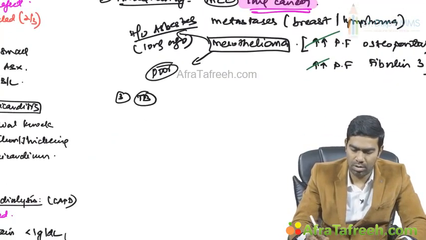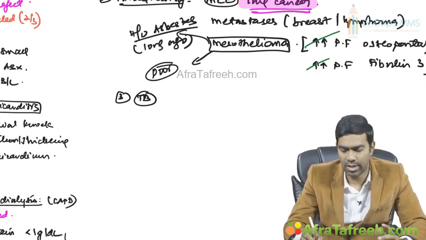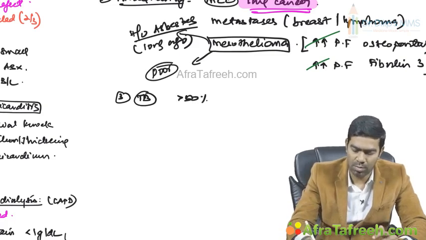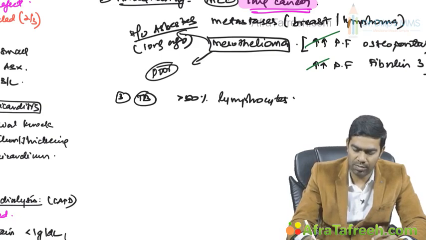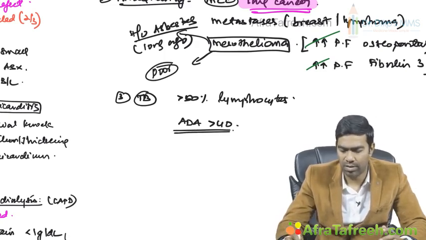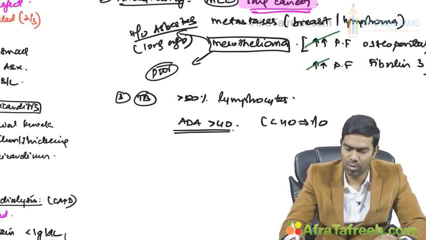TB, tuberculosis related pleural effusions. Let us see separately how to diagnose TB related pleural effusions. In general, they will contain more than 50% lymphocytes, which means they are predominantly lymphocytic effusions, and their ADA is going to be more than 40 more often. Clear? So if it is less than 40, you can almost rule out tuberculosis, and if it's more than 70, it literally confirms it's TB.